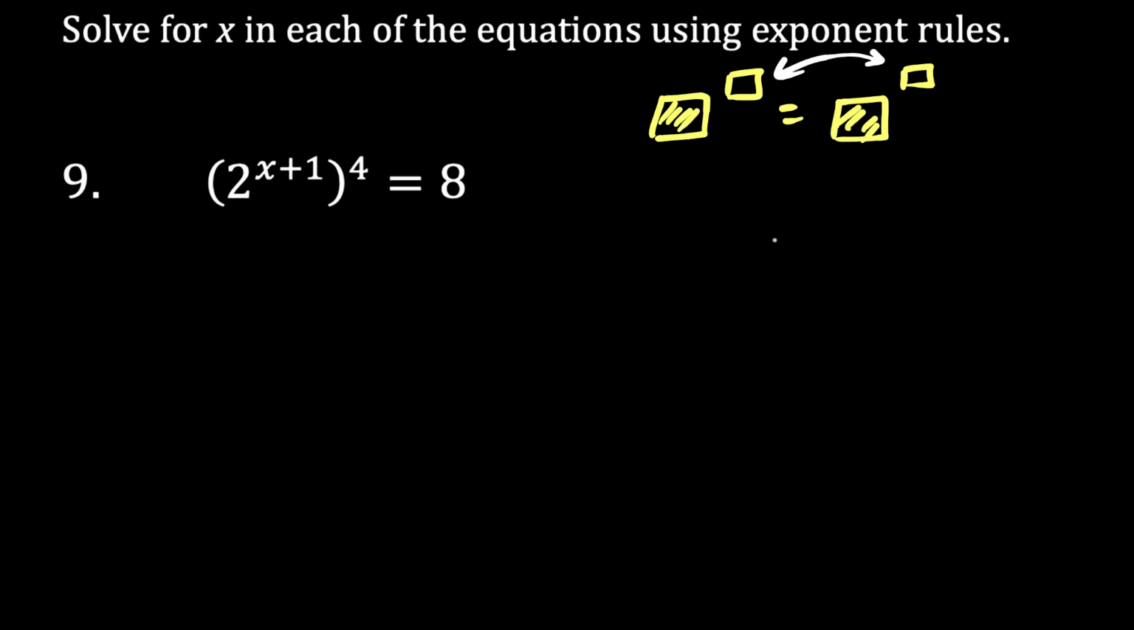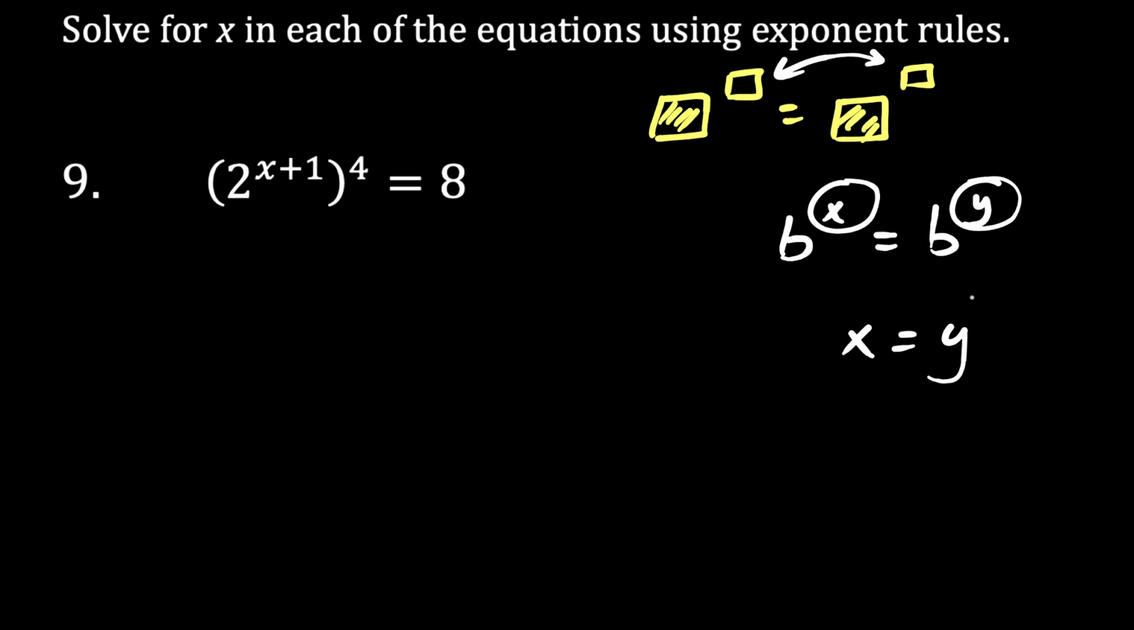So an actual rule you might see is that if b to the x is equal to b to the y, then x must equal y. Basically, you're just setting the exponents equal to each other if everything matches up. So first thing I'm going to do is look at this left-hand side, and I'm noticing it's a power to a power. So I have 2 to the x plus 1 to the 4. So this 4 has to multiply, and it's going to multiply all of x plus 1.